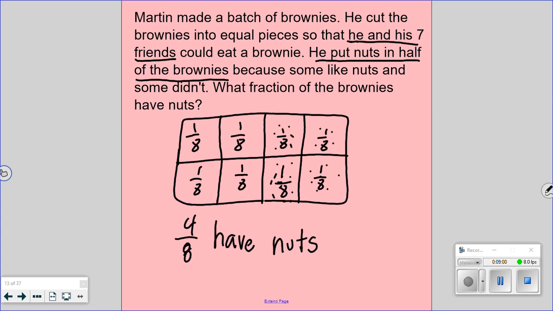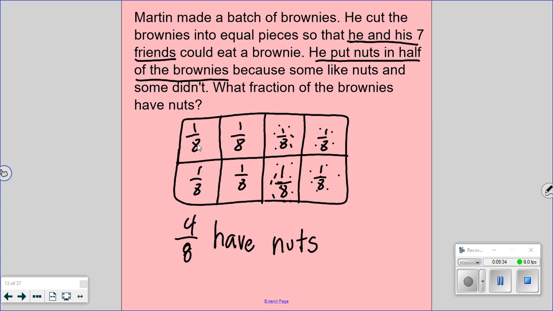4/8 have nuts. But hey, wait a second. In my problem, it didn't say 4/8 had nuts. It said a half. That doesn't say a half, that says 4/8. What's happening? Penelope's right, 4/8 have nuts. I can see that. But my problem says that you put nuts in half. That doesn't say 1/2.